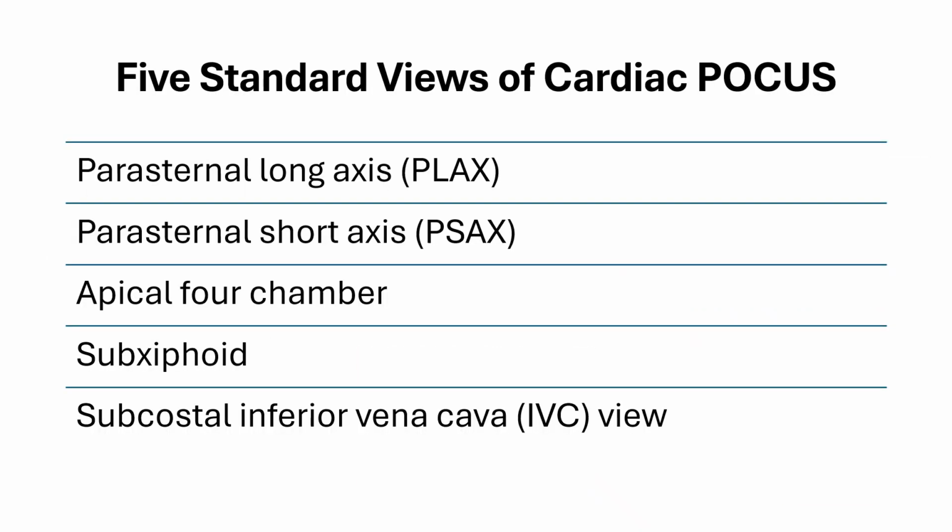There are 5 standard views of cardiac point-of-care ultrasound, which include parasternal long axis, or PLAX, parasternal short axis, apical 4-chamber view, subxiphoid 4-chamber view, commonly known as just subxiphoid, and subcostal inferior vena cava, or IVC, view.